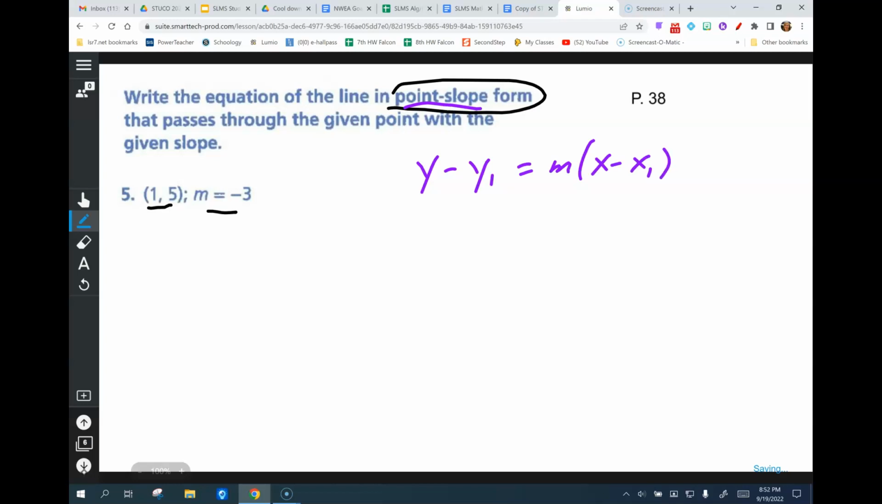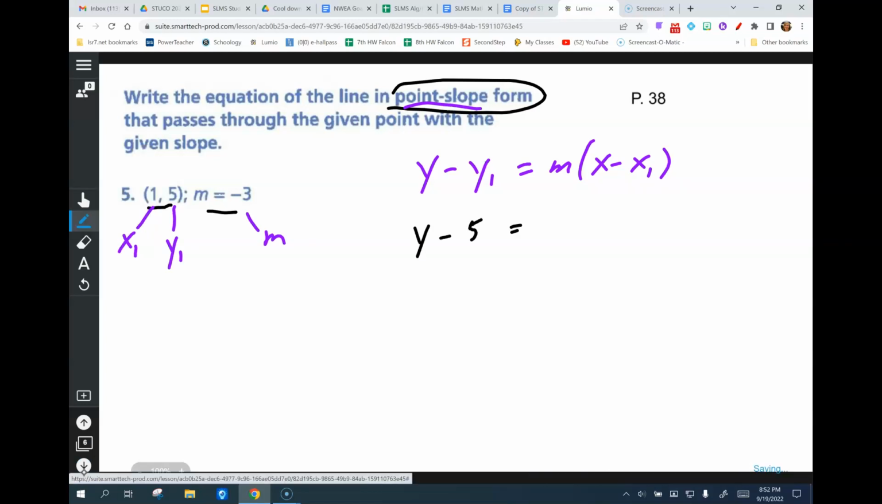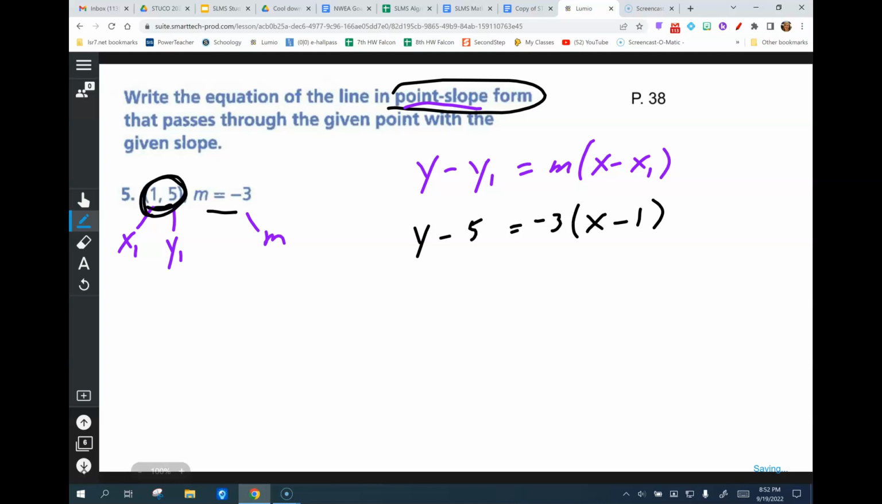Okay, now let's plug in what we know. This is x sub 1, this is y sub 1, this is m. Yes? Good, let's plug it in. y minus 5 is equal to negative 3 times the quantity x minus x sub 1. Okay, now remember, look at this again. Those are both positive numbers, and when I plug them in, I want subtraction. It's kind of a weird thing.